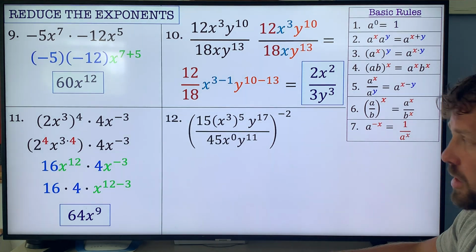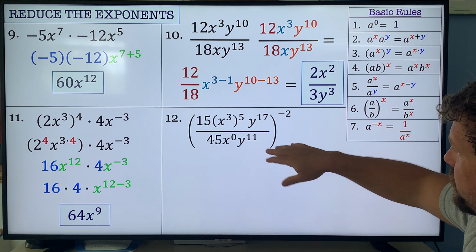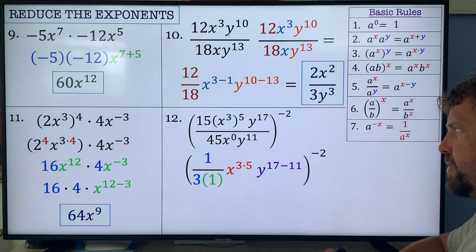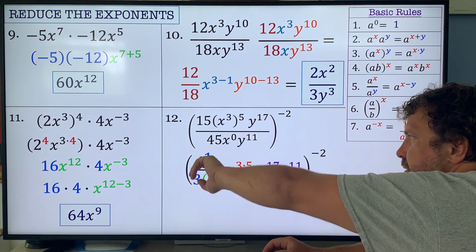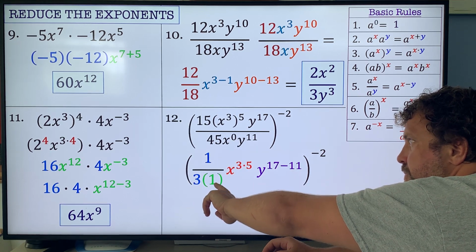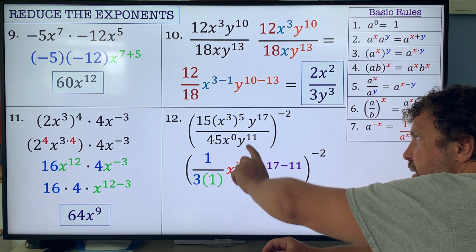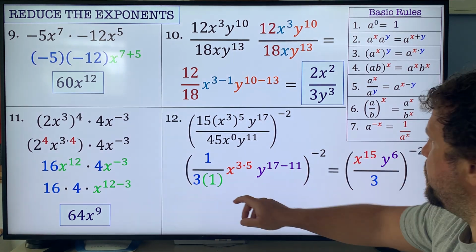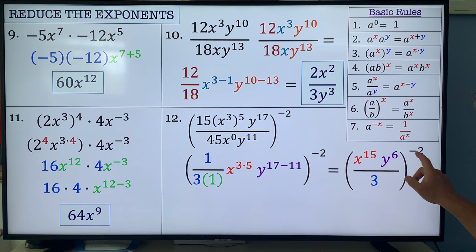Right? So easy. Now, when you raise something to the negative 2, we're going to work on the inside stuff first. So first thing, whoa, where did I get all that stuff from? 14 over 45, divide by 15, you get 1, divide by 15, you get 3. X to the 0 equals 1. X to the 3 times 5, because you're raising a power to a power, and then you have 17 minus 11 right there. So you got 1/3, x to the 15, y to the 6th, all to the negative 2.